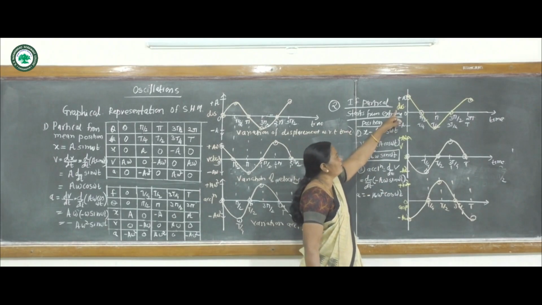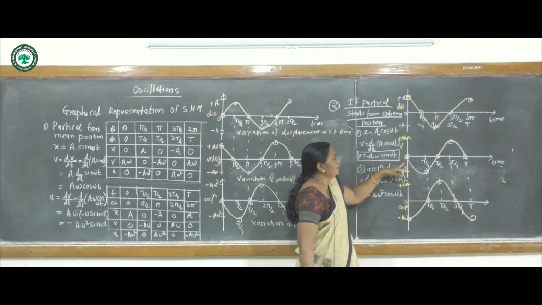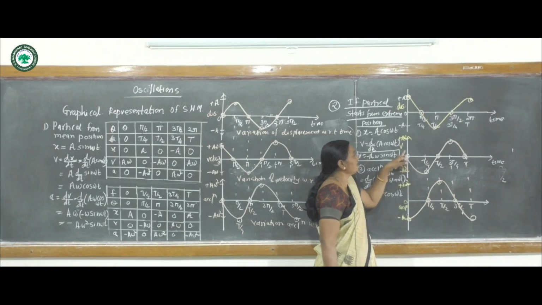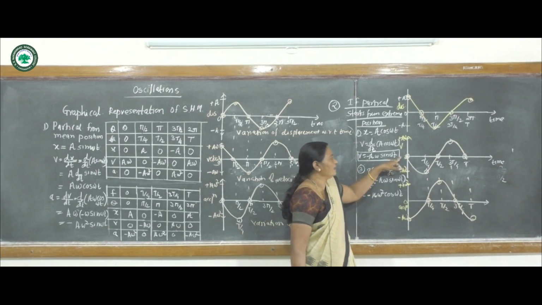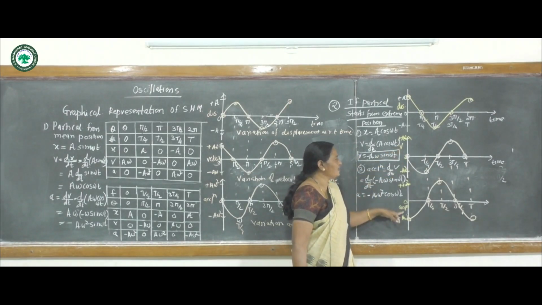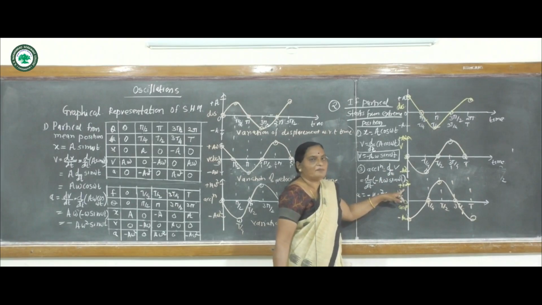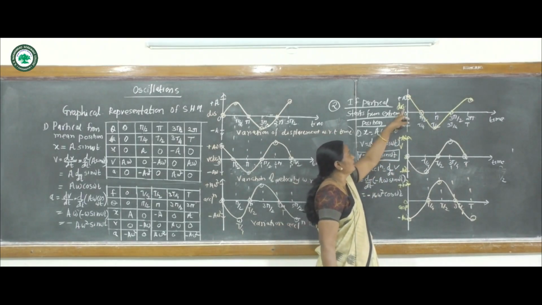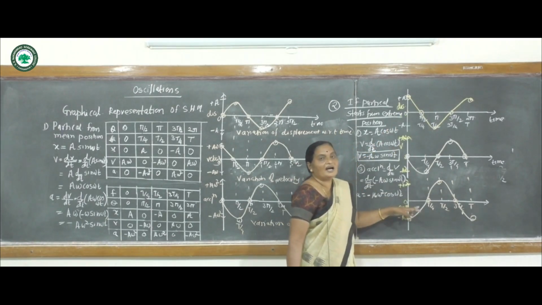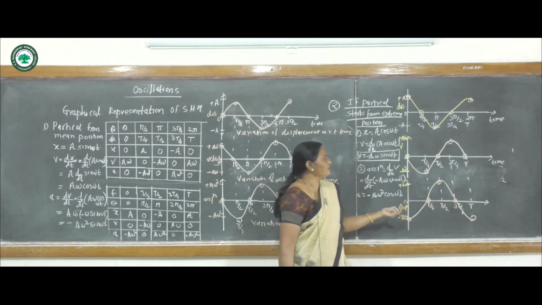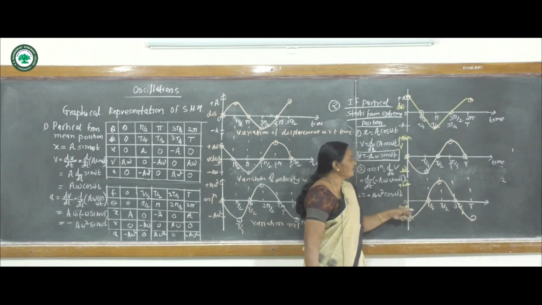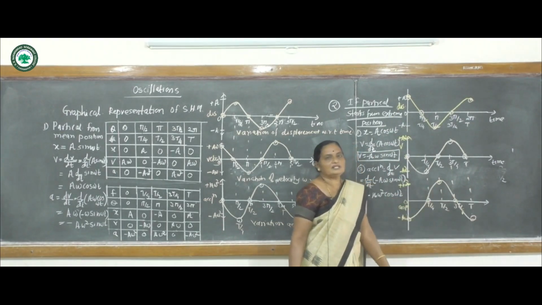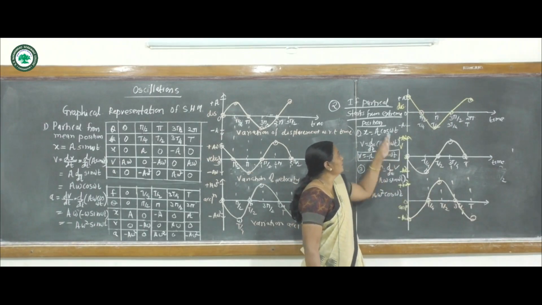Now see, in case of displacement and velocity, there is a phase difference of pi by 2 here. Now in case of velocity and acceleration, the phase difference is again pi by 2. Then displacement and acceleration have a phase difference of pi, they are out of phase. And these functions, displacement, velocity and acceleration, repeat after equal intervals of time. This is all about the particle.